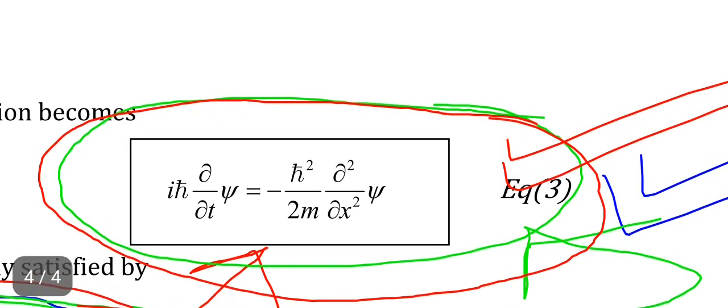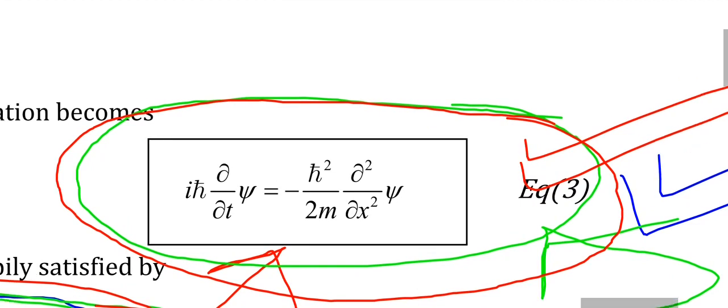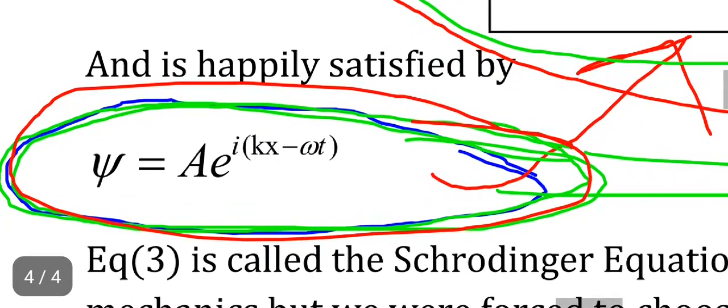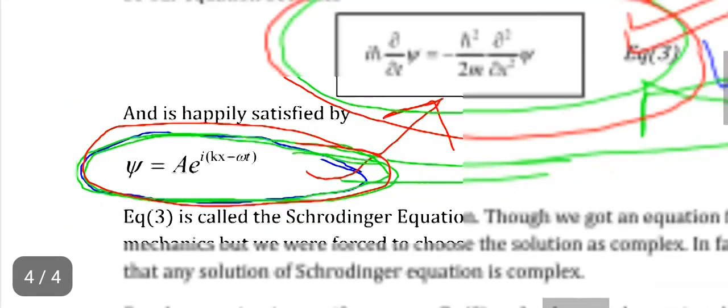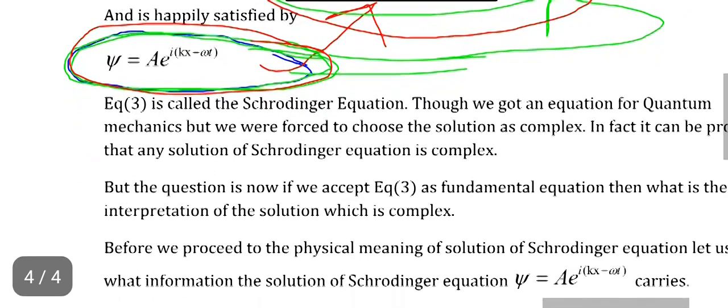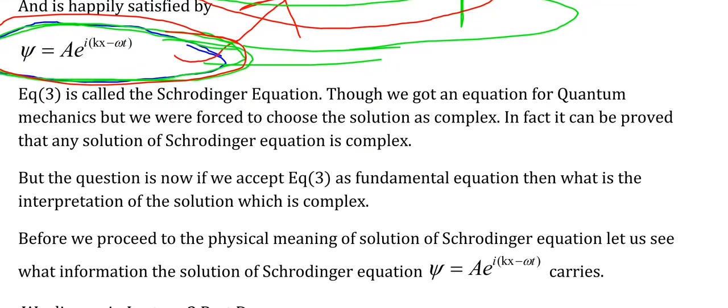This equation is equivalent to equation number 2, assuming the solution is complex. So, big problem, very big problem. How are we going to define, or try to understand intuitively, a complex function that is representing the wave nature of electron? It's a big problem. We have still not reached where we should have reached.